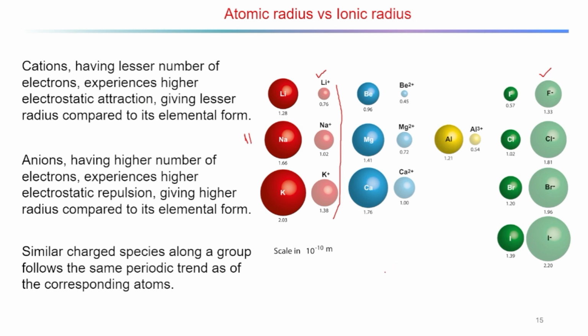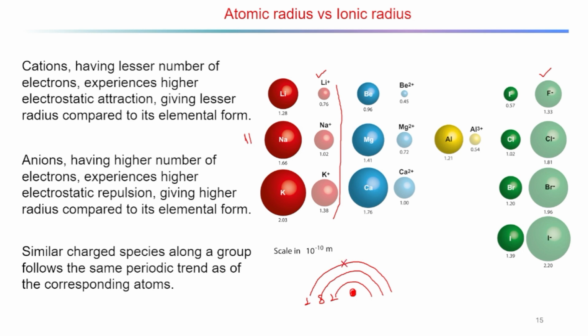Let me try to clear this concept here. See, this is my nucleus and these are the shells. Let's see in case of sodium. In sodium, we have 2 electrons in the first shell, then 8 electrons in the next shell, and 1 electron in the last shell. So this one is in the last shell.